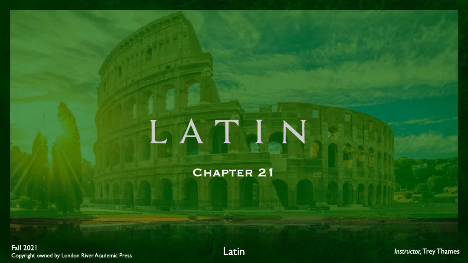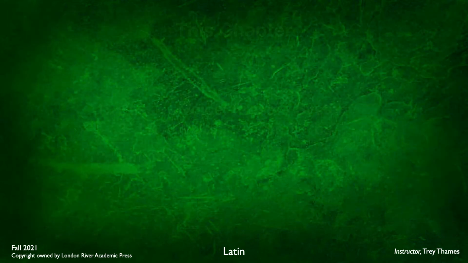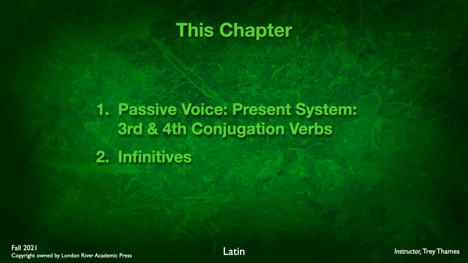Welcome to Wheelock's Latin, Chapter 21. In this chapter, we're going to be looking at the passive voice present system for the third, fourth, and third IO conjugation verbs. We'll also be looking at how to form the infinitives for these verbs.